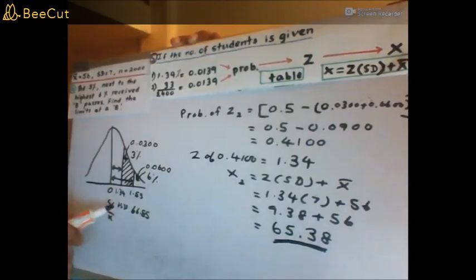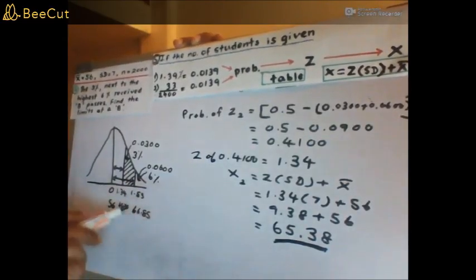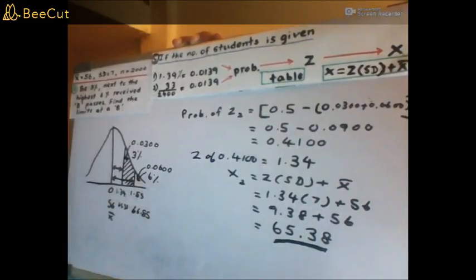So what are the limits of B pass? 65.38 and 66.85.